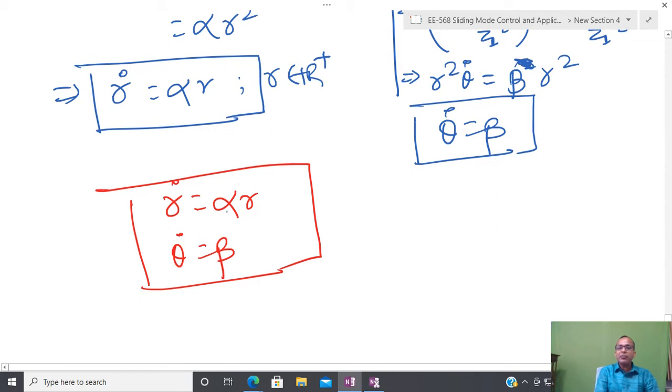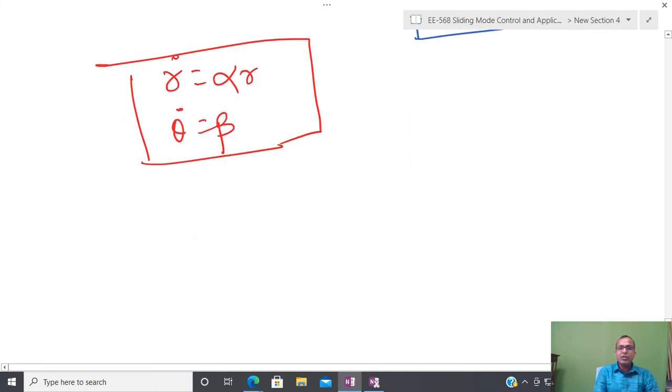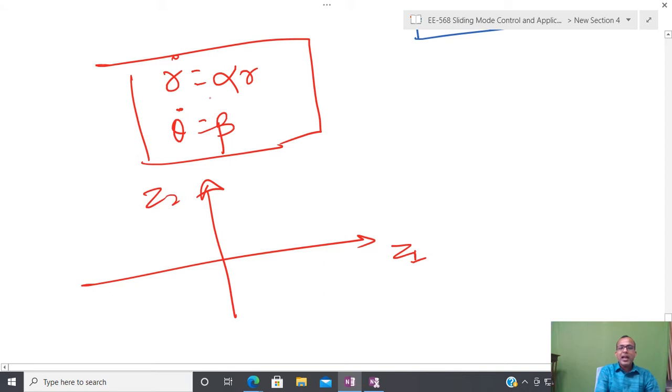And what is alpha and beta? Alpha is the real part of the eigenvalue and beta is the imaginary part of the eigenvalue. Let us try to interpret this. So now I have a two-dimensional quantity, that is Z1, Z2. And if alpha is positive, for example, try to see the solution of this.